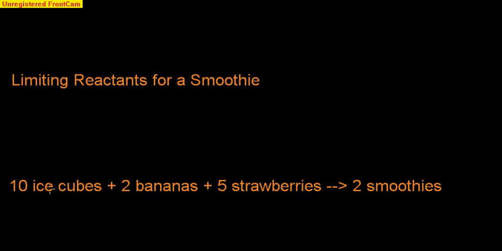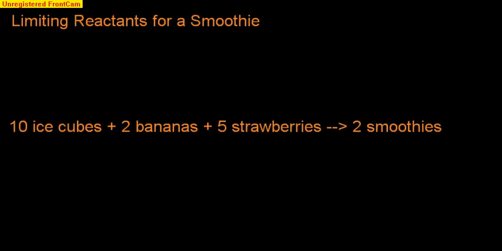So for this particular recipe that we've made, we're going to say that 10 ice cubes and 2 bananas mixed with 5 strawberries is going to be enough to make 2 smoothies. Now I know you probably want to put other stuff in your smoothie to make it better, like sugar or milk or whatever, but to keep it simple, this is going to be our particular smoothie that we are going to make. So let's go ahead and scroll down a little bit.